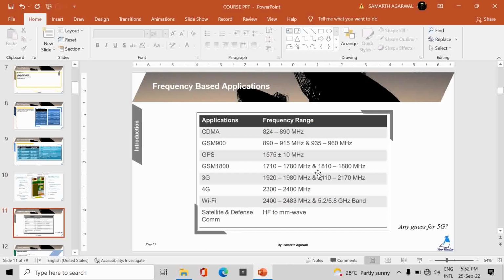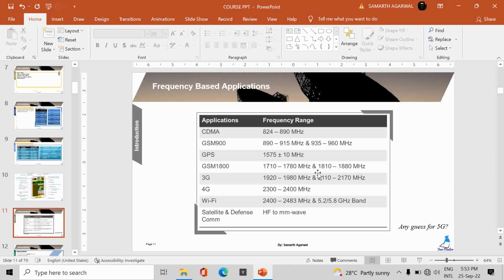Then coming to the next thing, frequency based applications. That is, what applications are available and what frequency range is used for them. CDMA, code division multiple access, is used from 824 to 890 megahertz. And GSM 900 and GSM 1800, two bands are allocated for each application, that is 890 to 915 and then 935 to 960 megahertz.